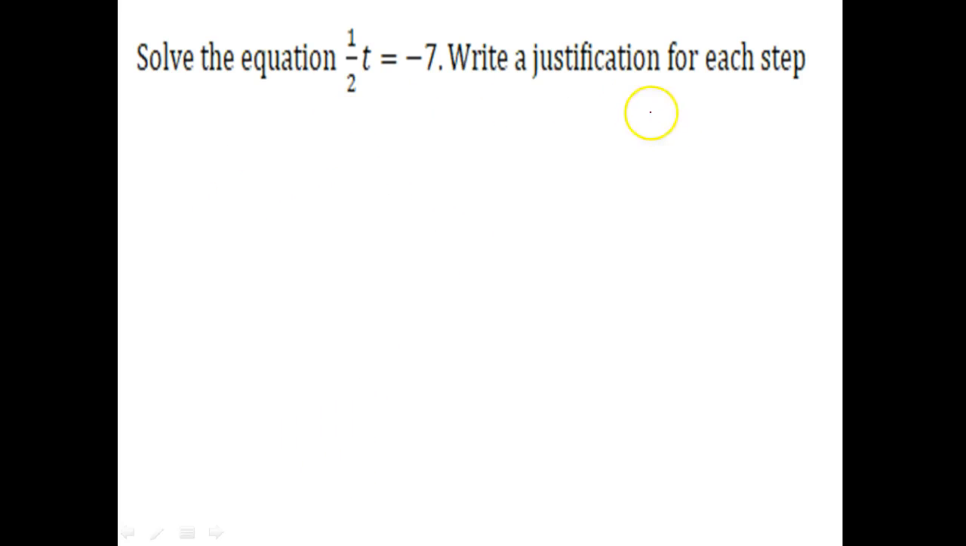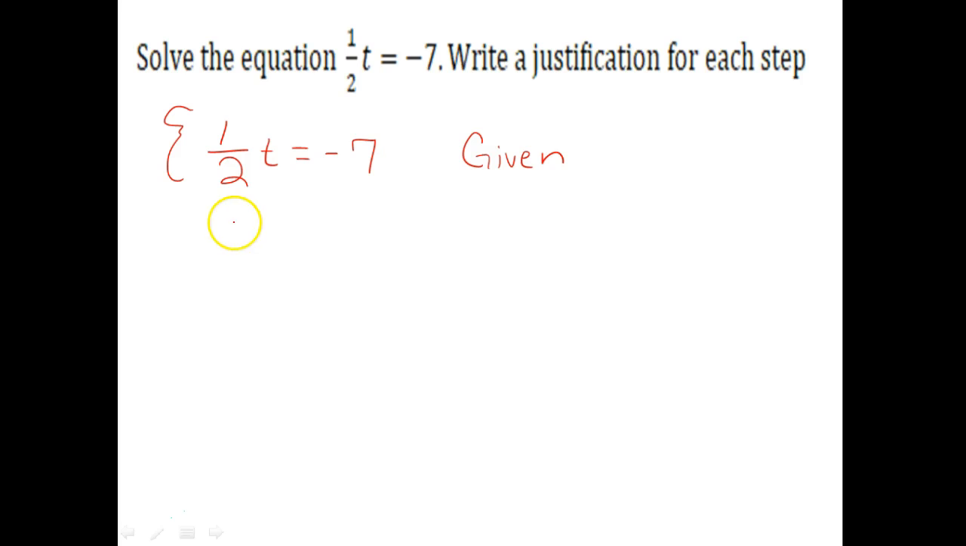All right, so now we will solve the equation and write a justification for each step. So this is how the proof works. I want you to solve the equation. So the first thing you do is actually write the given equation. The first step is given. It is given that 1/2 t equals -7. Make note of that, guys. Make sure you pause the video to write the problem, or at least here, write that down. So 1/2 t equals -7. First step, given.